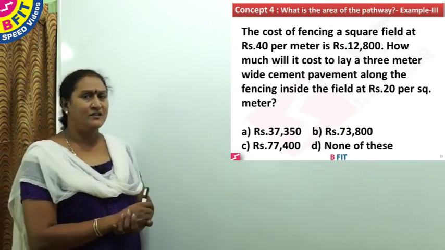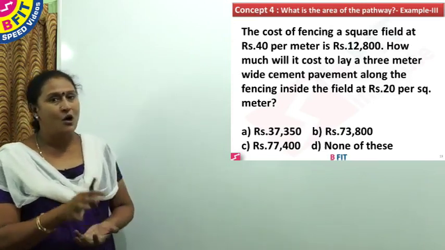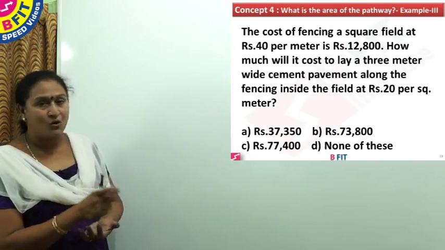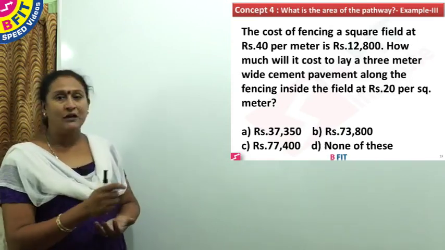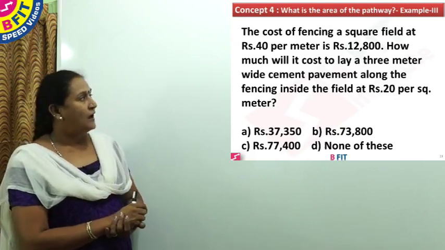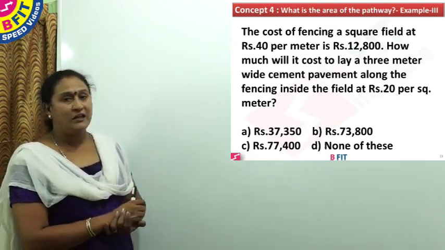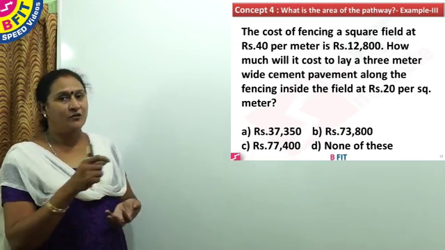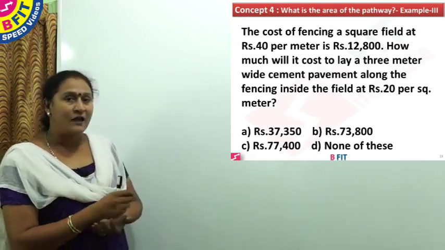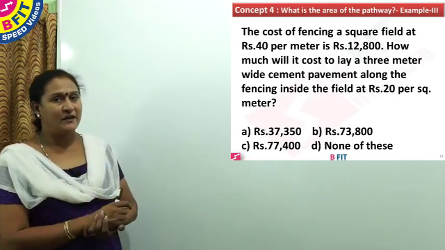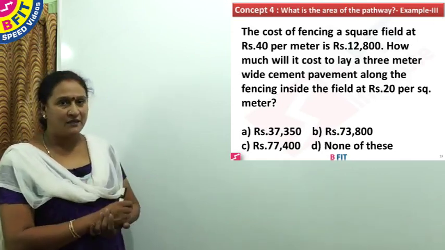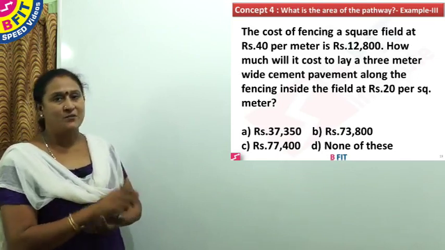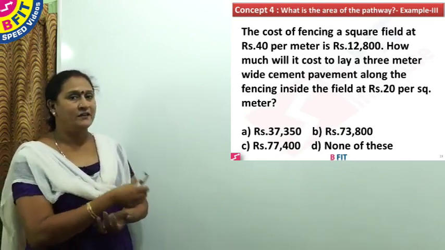Here the field is a square, so all sides are the same, and you note that the pathway is inside the field. Now the total cost is given, and it is for fencing, and we need to find the perimeter and side of the square. So how can we find the perimeter of the square? Total cost divided by cost per meter gives the perimeter of the square. So we'll see the working now.